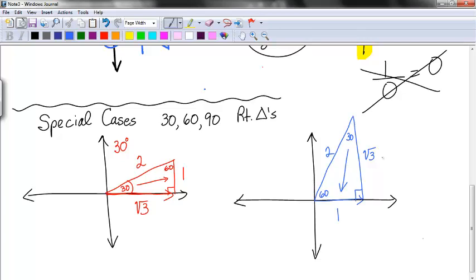And in quadrant 1, they're all positive because you're going to the right, you're going up, and the hypotenuse is always positive. So this is the picture for a 60-degree angle.